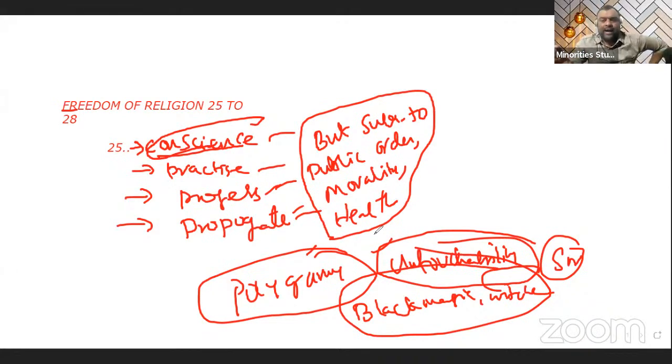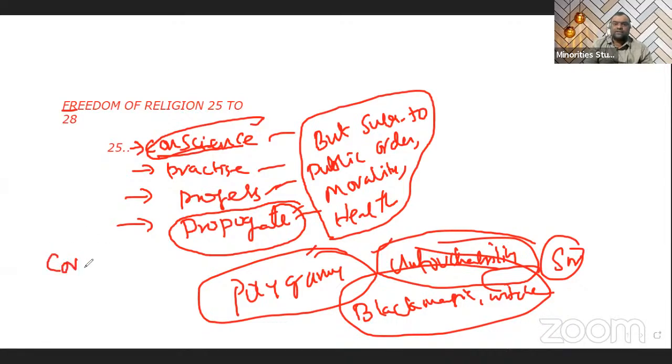White magic is allowed, but not black magic. One should not practice polygamy, untouchability, black magic, witchcraft, and anything which is against the law. You are punishable. And very important here is, sir, can we propagate our religion? Yes, you can propagate your religion, but propagate does not mean conversion.